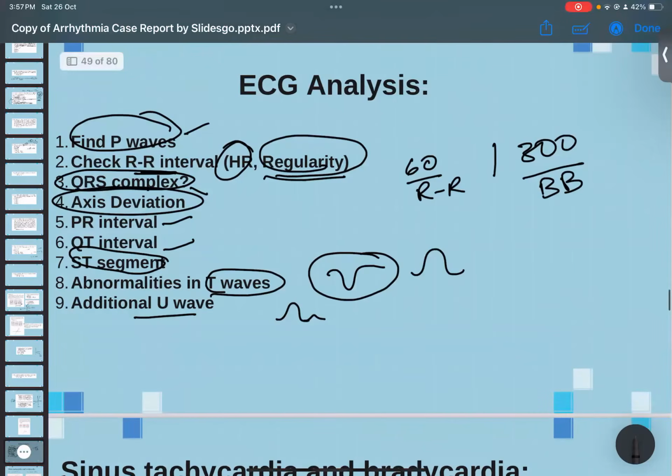Mainly, you want to focus on finding P waves, checking the heart rate and regularity, checking for axis deviations, and checking for the PR interval.